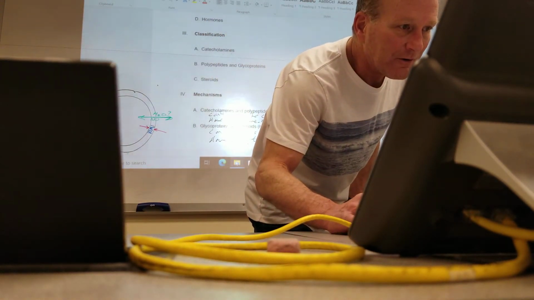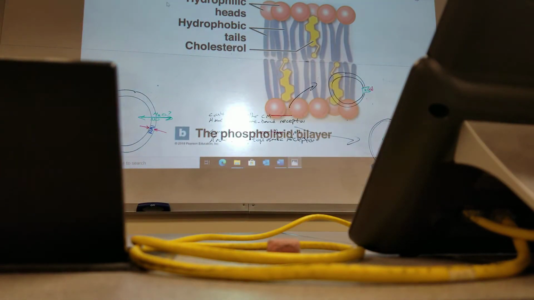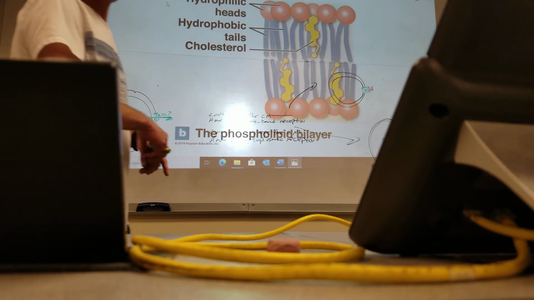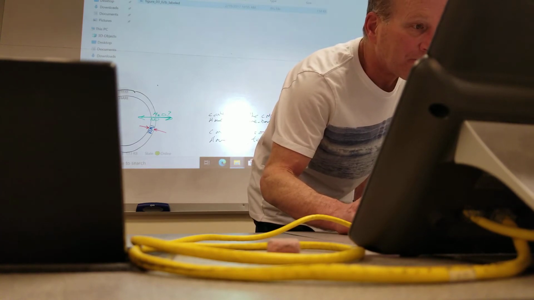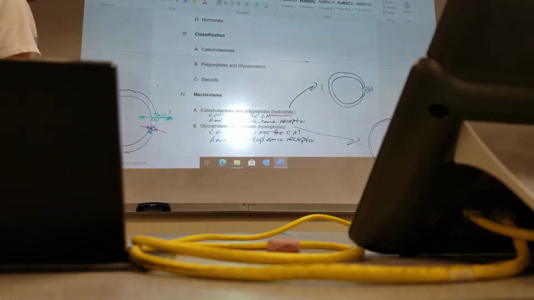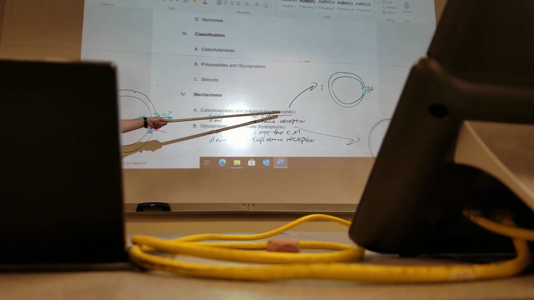And I don't think you need to or even want to, but you can certainly go back and read chapter 3 in your A&P book if you want to, and refamiliarize yourself with the phospholipid bilayer. Again, I don't think you need to do that. So the classification part simply tells us which groups of hormones are philic versus phobic. So the catecholamines and the polypeptides, as you can see here, are hydrophilic.